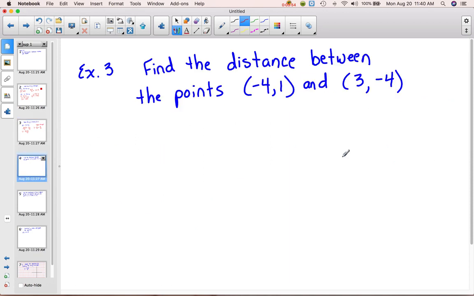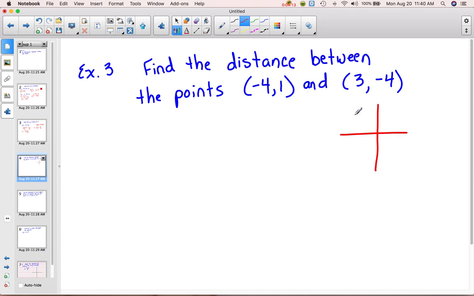Find the distance between the points -4, 1, and 3, -4. Now, you probably remember, well, you might not, but from geometry, you had a distance formula. I choose not to really memorize the distance formula because if you think about what that really is, let me just kind of sketch a little graph here.